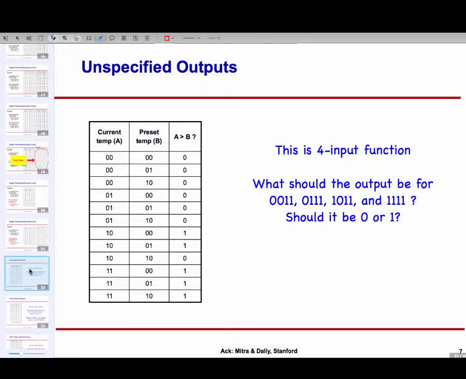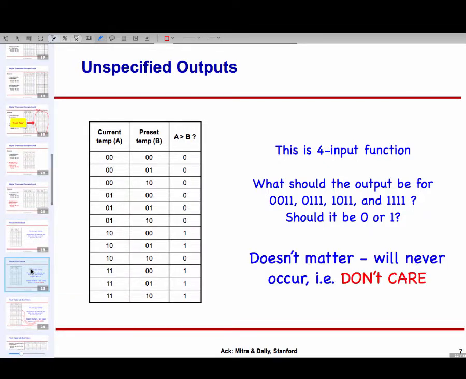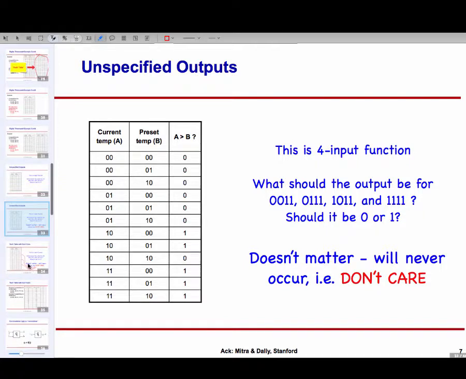Alternatives which were suggested, that maybe I should have an error message, maybe I should go into a safe state, are all possibilities, but then I have to explicitly list those things. So these are called don't cares. They are unlisted rows on the table.